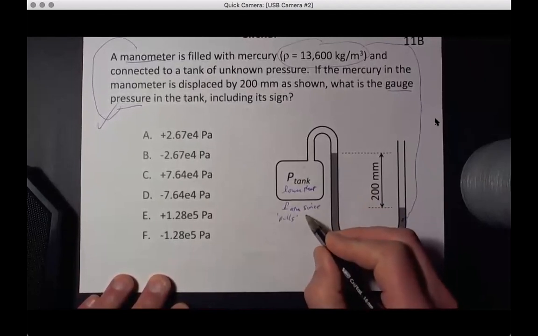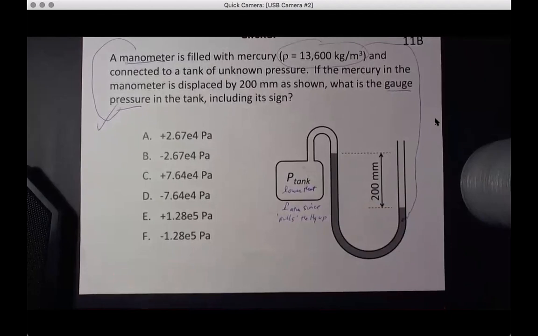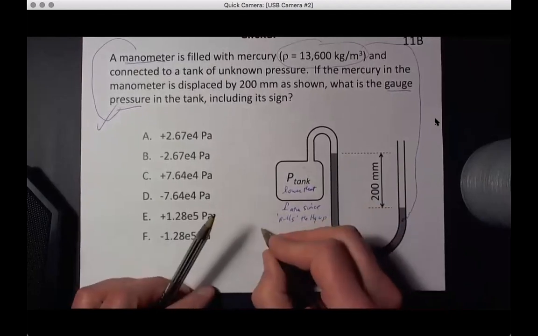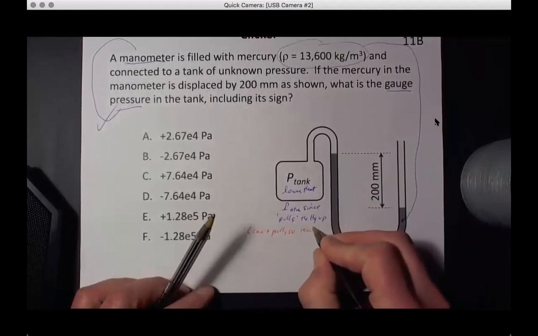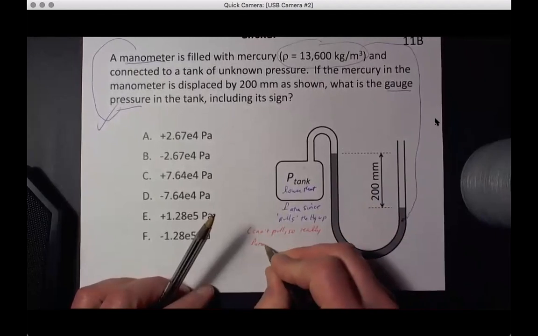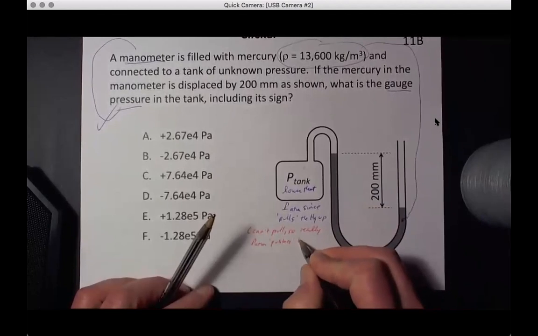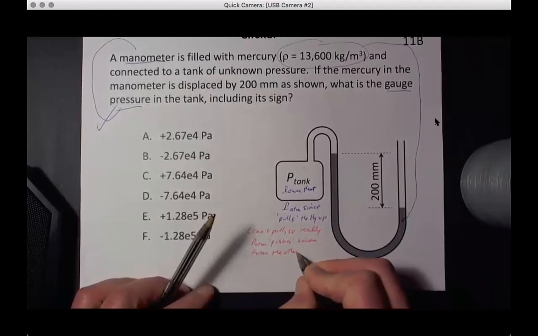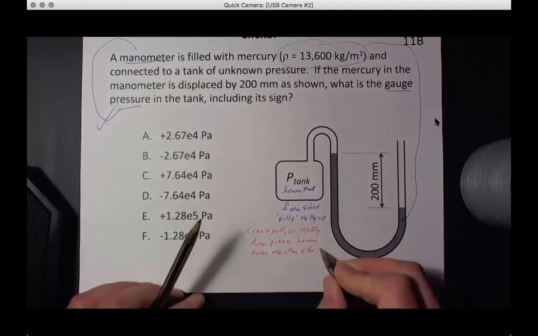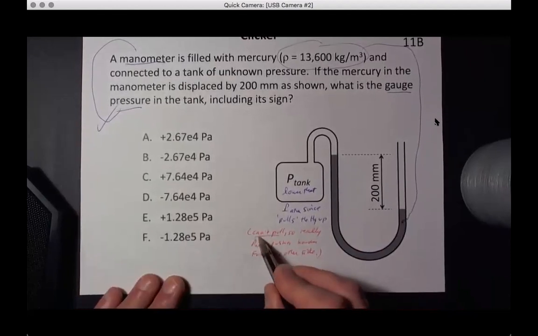Actually, I'll put "pulls" in quotes. It pulls the mercury up. Mercury is Hg if you're a chemist. And of course it can't pull. So really, P atmosphere pushes harder from the other side. Because it can't pull. Pressure can't pull. That's what we learned before.